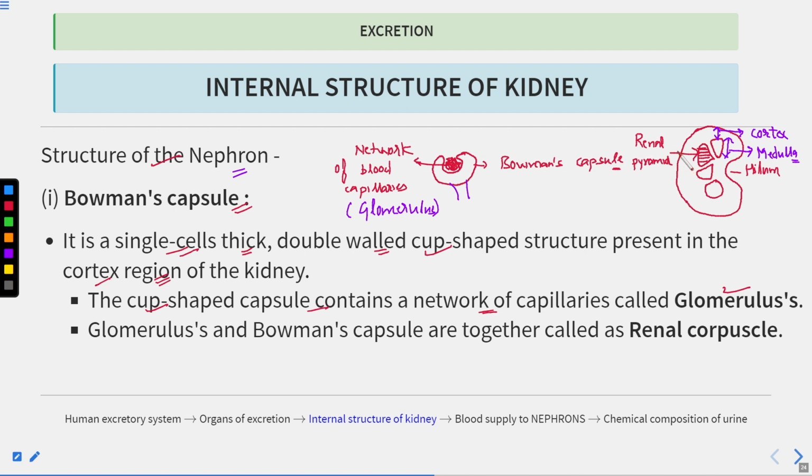This is known as the renal pyramid. The upper region is known as the cortex, and the renal pyramids are present in the medullary region. Now, the cup-shaped capsule contains a network of capillaries known as the glomerulus, and the glomerulus and the Bowman's capsule together are known as the renal corpuscle.